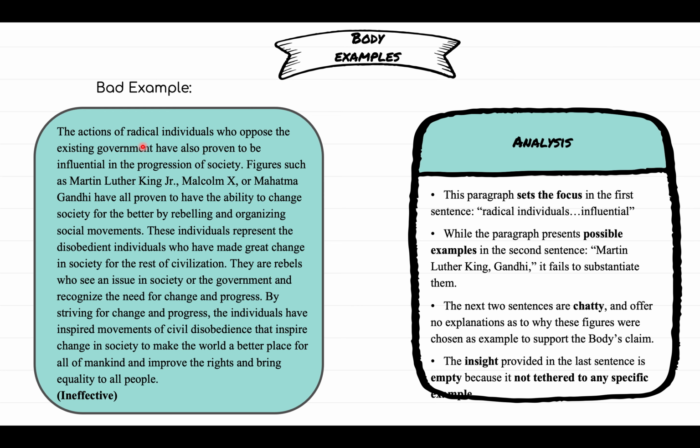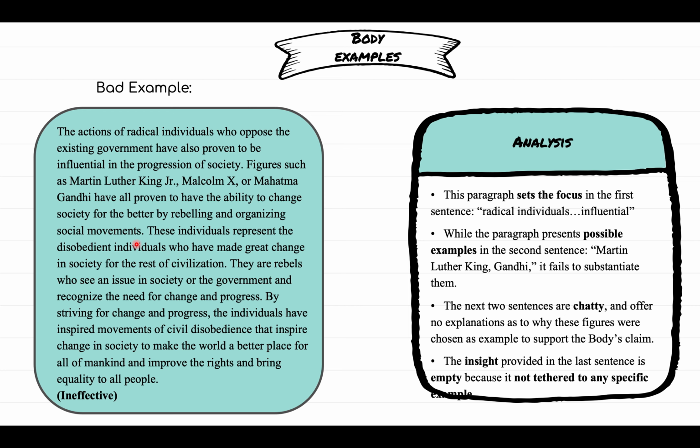The actions of radical individuals who oppose the existing government have also proven to be influential in the progression of society. Disobedience leads to progress, basically. Figures such as Martin Luther King, Malcolm X, Mahatma Gandhi have all proven to have the ability to change society for the better by rebelling and organizing social movements. This is true. They've done this. I don't disagree, but you made a claim and then you made another claim. And claims don't substantiate each other as well as evidence substantiates claims.